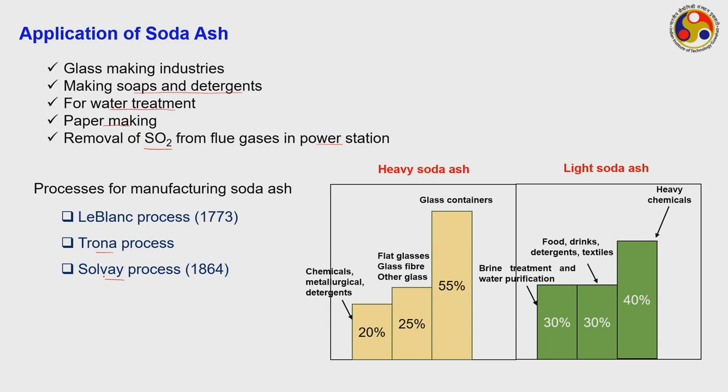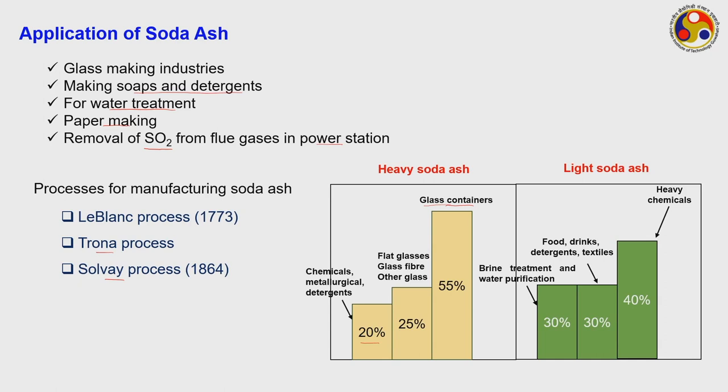Now let us see where they are used: heavy soda ash and light soda ash. Heavy soda ash has a density close to 800 gram per cc. It is used for the manufacture of chemicals, metallurgical materials and detergents, about 20% usage of heavy soda ash in this area. Then 25% goes to flat glass, glass fiber or other glass materials, and the remaining is used for the manufacture of glass containers. Here was the use of soda ash for glass containers, because of the similarity in size with the silica particles, the sand particles.